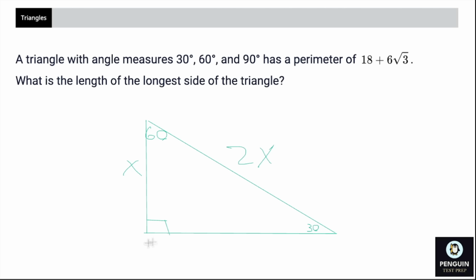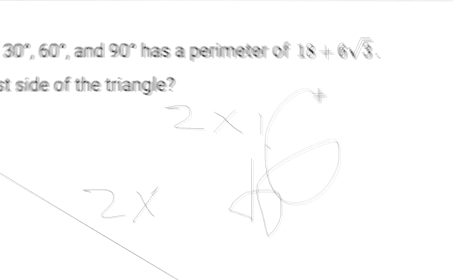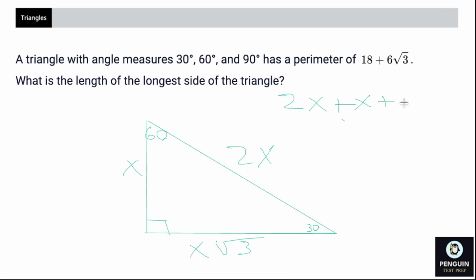And your other leg, the longer leg, is going to be x times the square root of 3, right? So basically, if they're asking for the longest side, that's going to be 2x, and they give us the perimeter. We know that the perimeter is all of the sides combined, yeah? So we could say that all the sides, 2x plus x plus x root 3, is going to be equal to this up here, right?